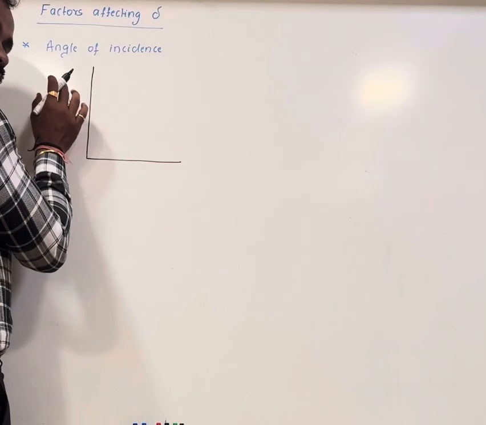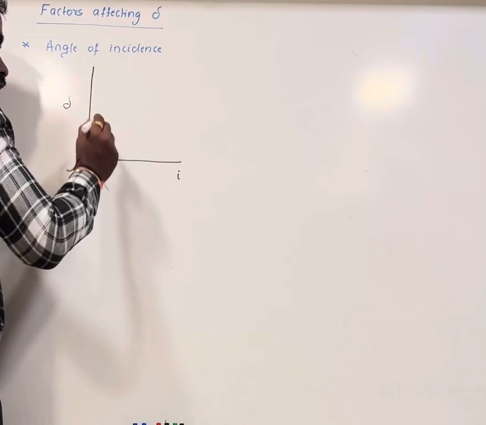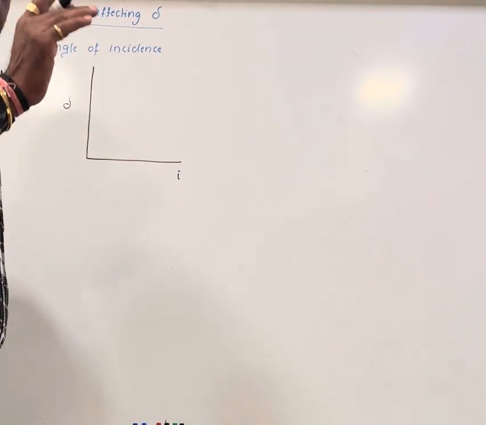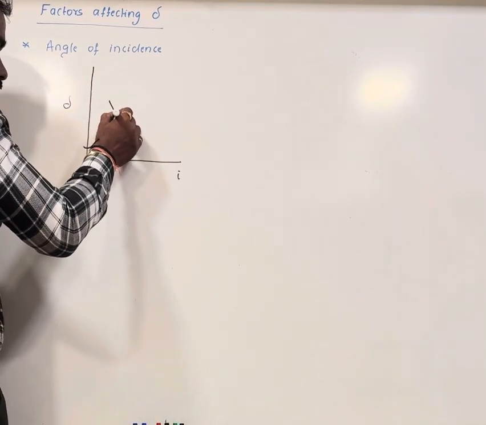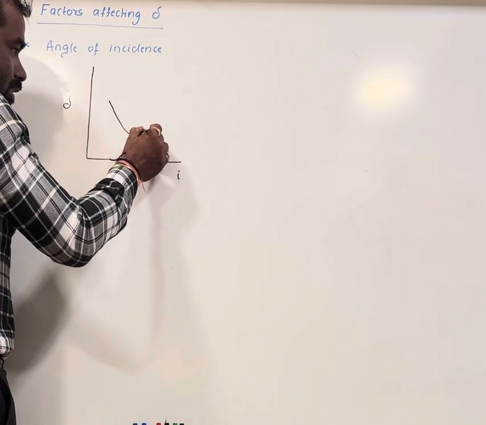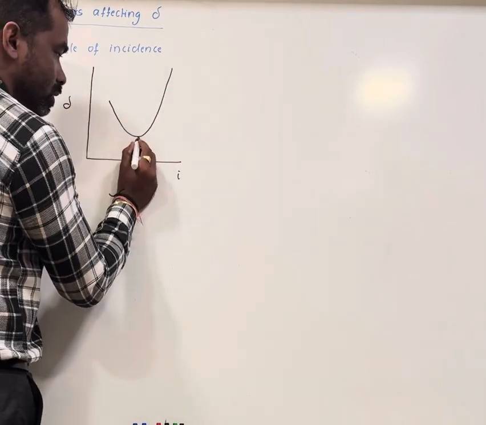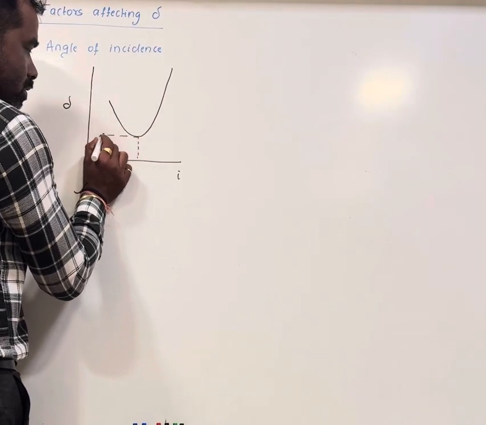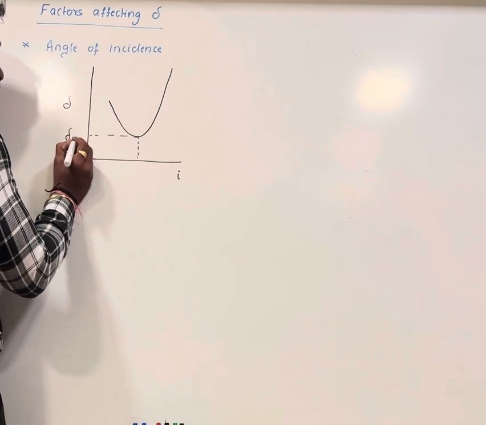This axis is showing angle of deviation, and this is angle of incidence. So here there is one relation. When you increase angle of incidence, for some time you will notice angle of deviation will decrease, and after reaching one point, it will again start increasing. So this point where deviation is minimum is called as angle of minimum deviation.